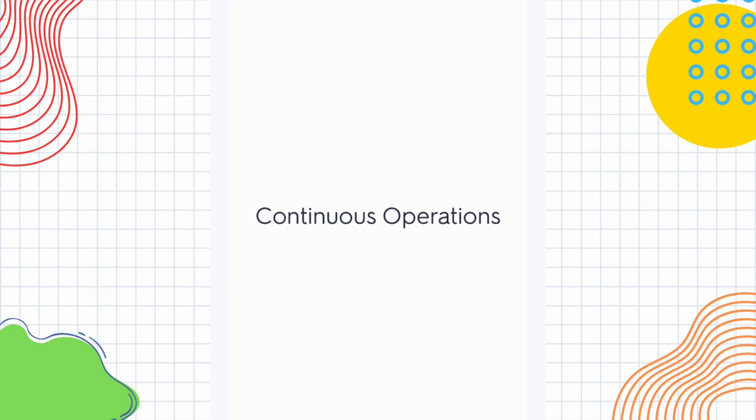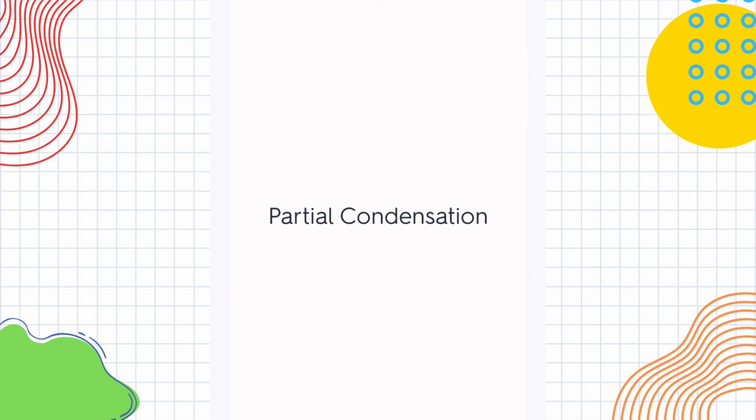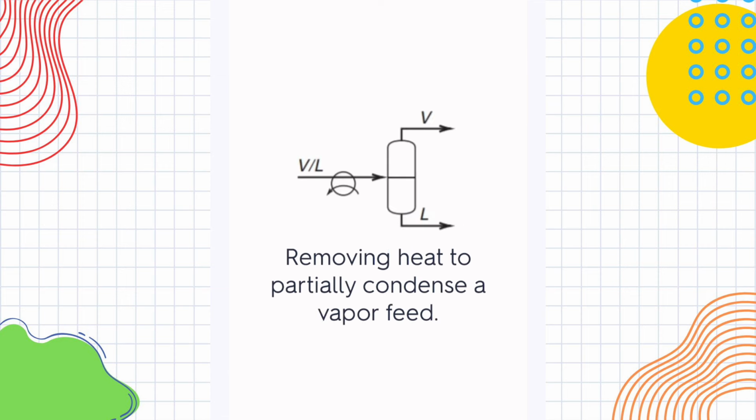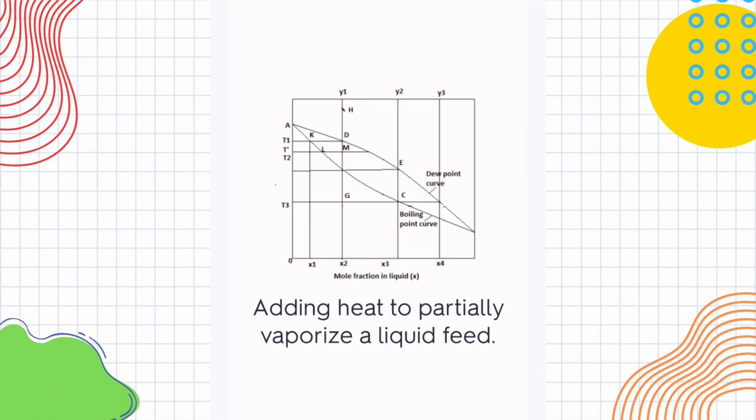Continuous operations. Operations treated in detail for steady-state processes. Partial condensation. Removing heat to partially condense a vapor feed. Partial vaporization. Adding heat to partially vaporize a liquid feed.